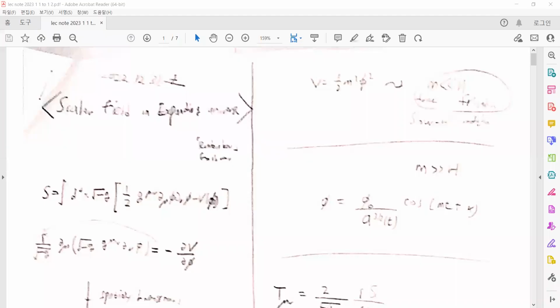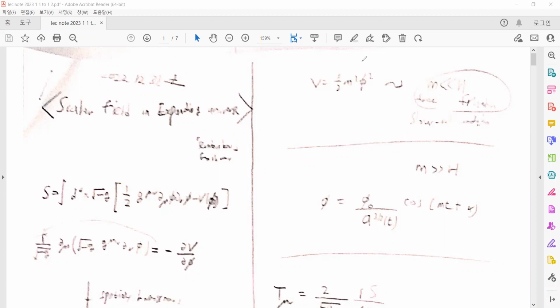Continuing with the previous video, we will discuss scalability in the expanding universe as examples of the implications in the early universe. Such a scalability regime also applies to the quintessence models, the particle physics model for dark energy.